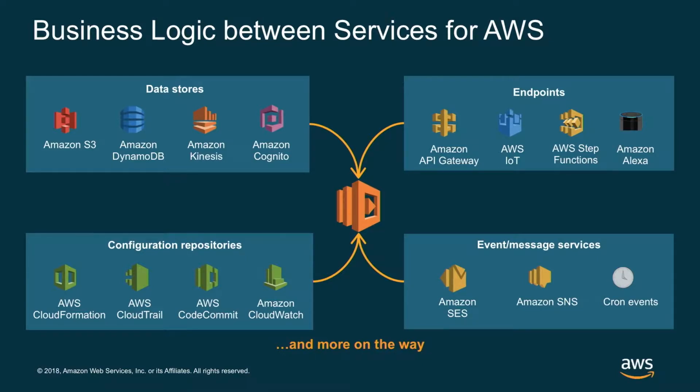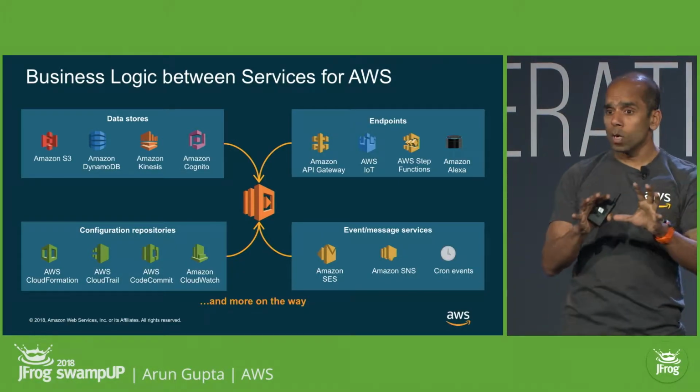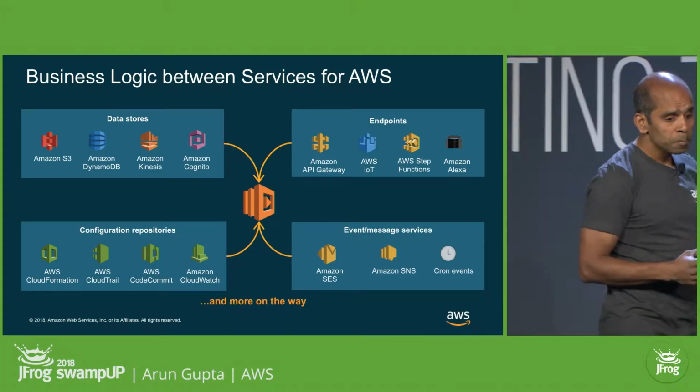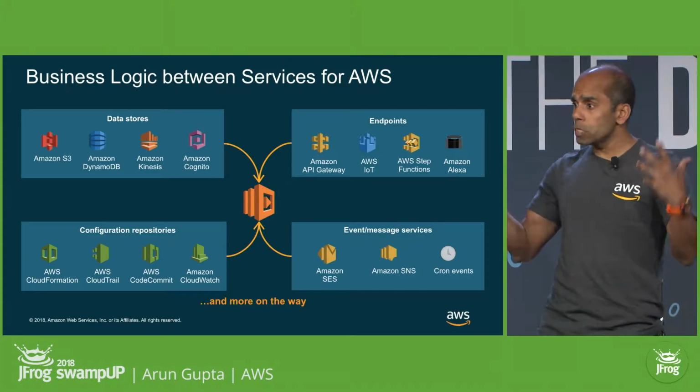Now, Lambda, if you think about it from the AWS perspective, is right in the middle. The different services that are shown around it are the ones that trigger the Lambda function. So think about Lambda as sort of the business logic between different services at AWS. Now, Lambda takes care of more than just your infrastructure. It really allows those services to talk to each other. So let me give you a couple of examples.